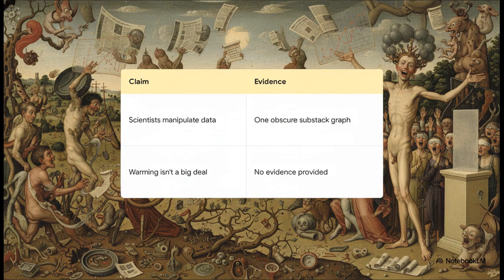Notice the massive disconnect here. The manipulators claim climate scientists manipulate data. The evidence provided for that? Just one obscure graph found on a Substack. The next claim, global warming isn't a big deal. The evidence? Absolutely none. Bold, comforting claims are constantly made with a complete lack of supporting proof.